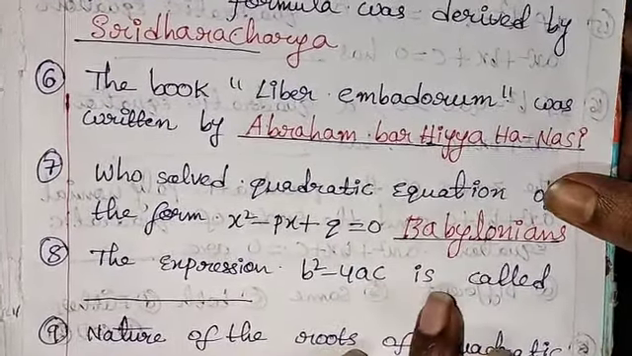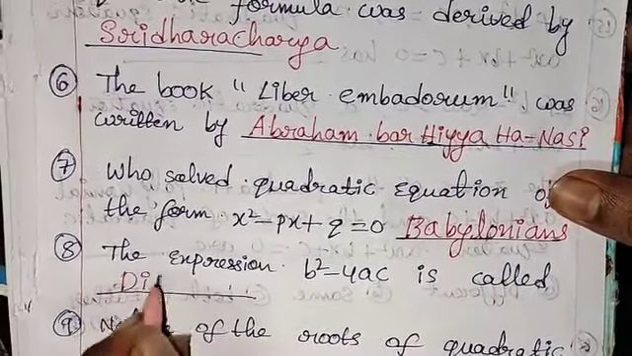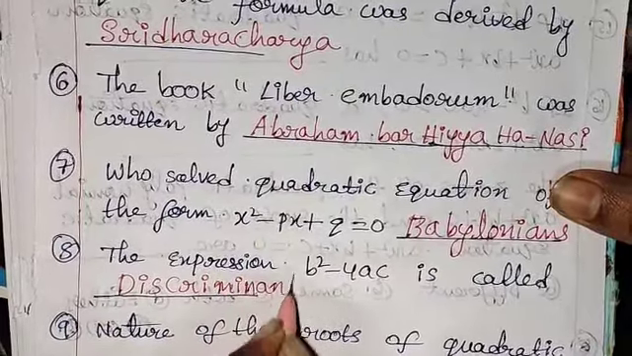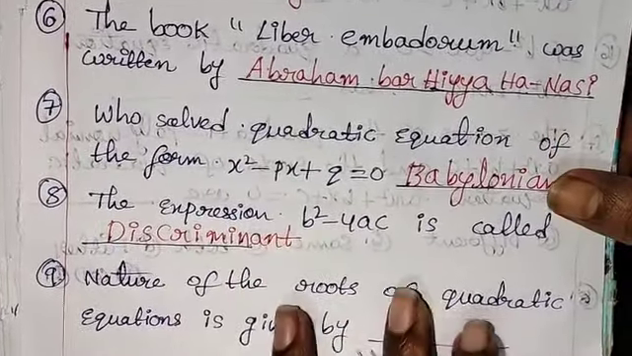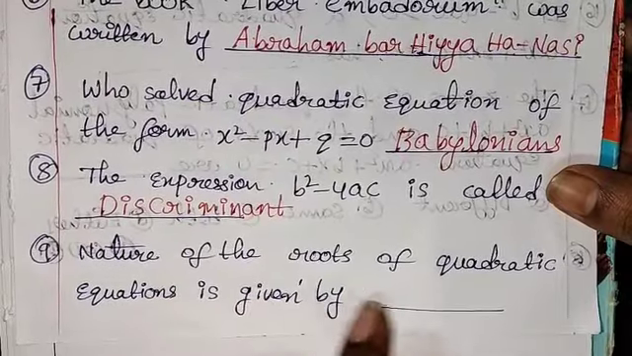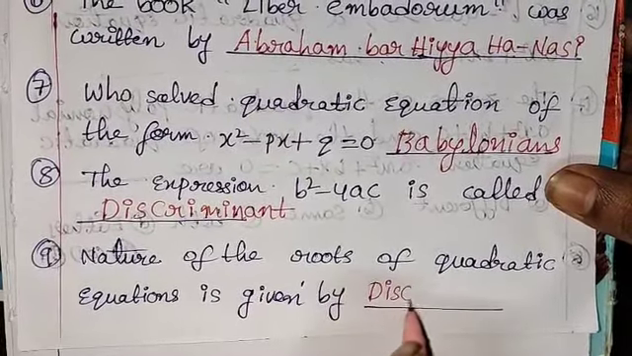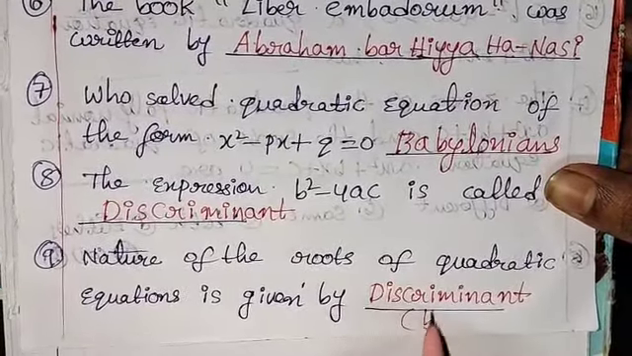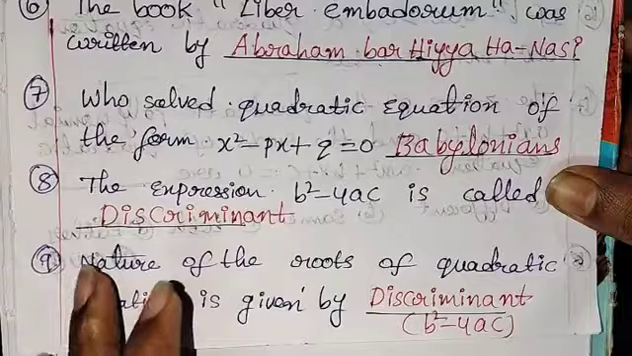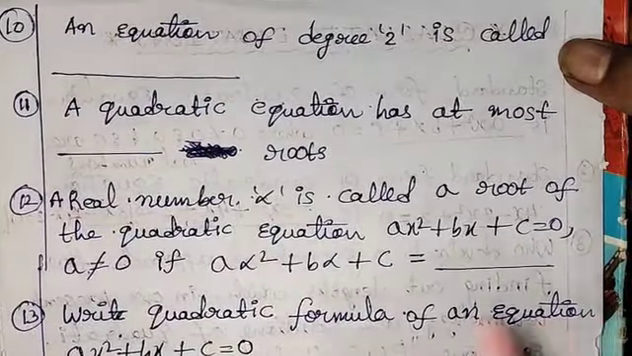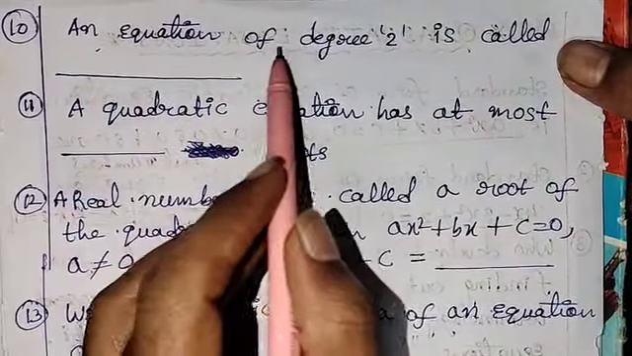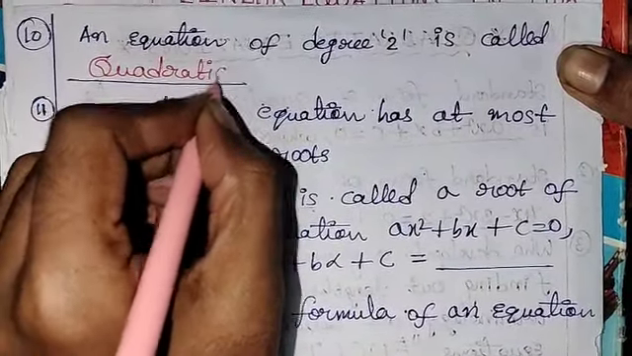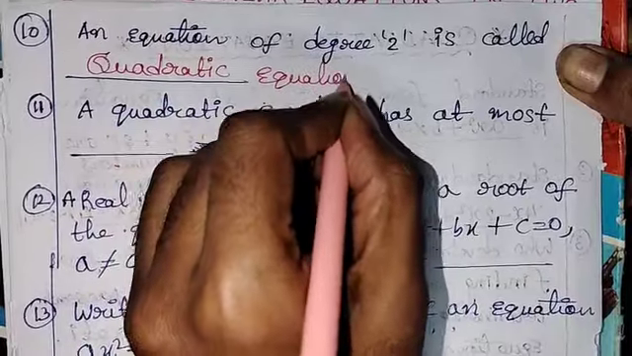The expression b² − 4ac is called the discriminant. The nature of the roots of a quadratic equation is given by the discriminant, b² − 4ac. Next, an equation of degree 2 is called a quadratic equation.